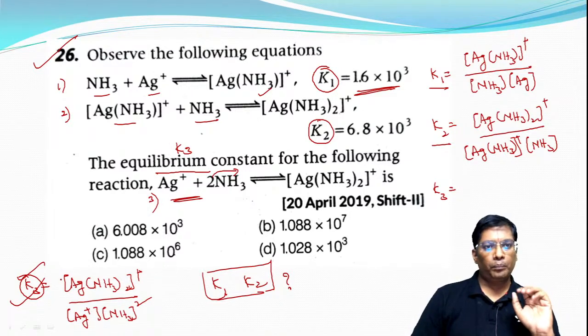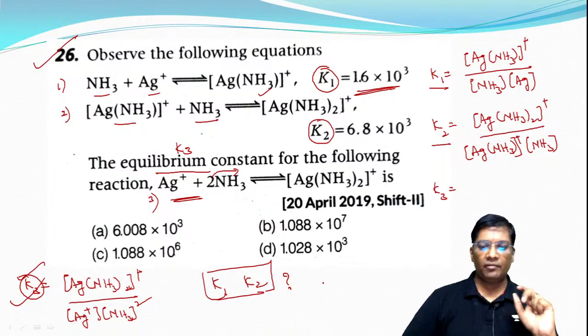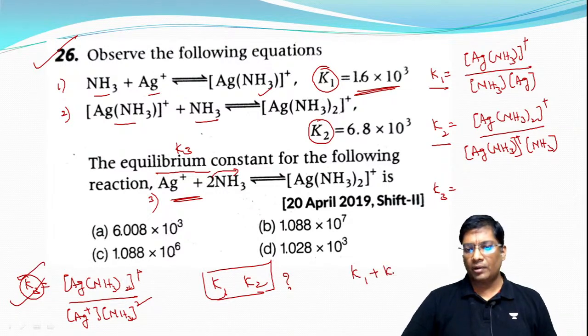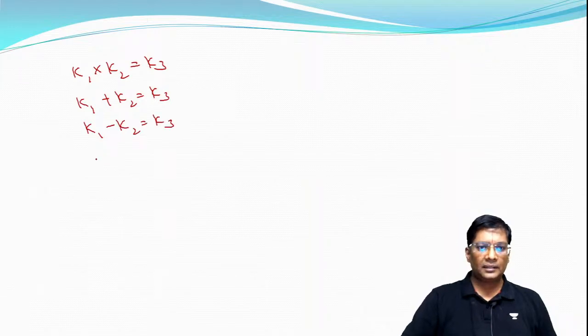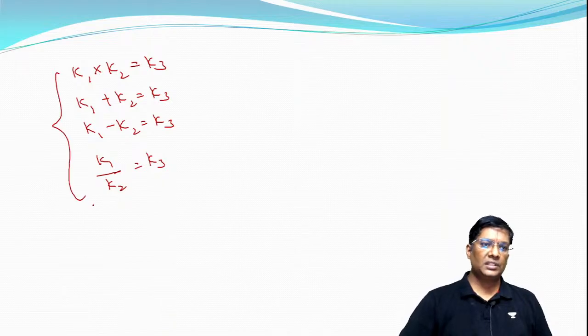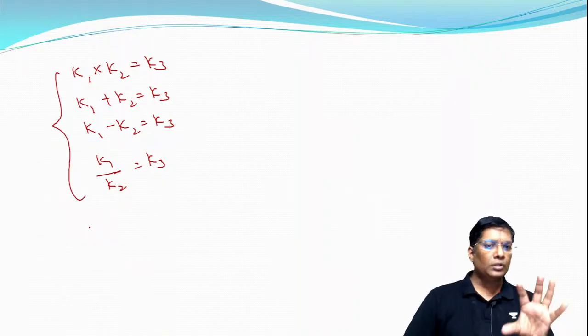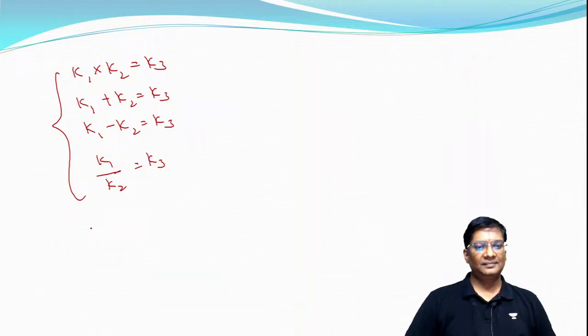Should we multiply or add? If you do K1 plus K2, will you get K3? If you do K1 into K2, will you get K3? Or K1 minus K2? Or K1 by K2? Out of these four, which is the correct one? If you know this, you can easily choose the correct answer.